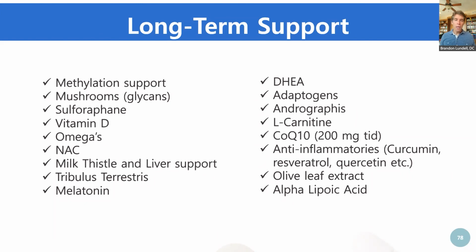L-carnitine is essential. CoQ10 is essential, and the research shows you have to do at least 400 milligrams a day. And of course, the anti-inflammatories: curcumin, resveratrol, quercetin, green tea extract, whatever your favorites are, olive leaf extract, and alpha-lipoic acid. These are the things that work, and we have to be comfortable telling our patients that we're trying to support many different processes at once, and he needs to take these things if he's going to get better.